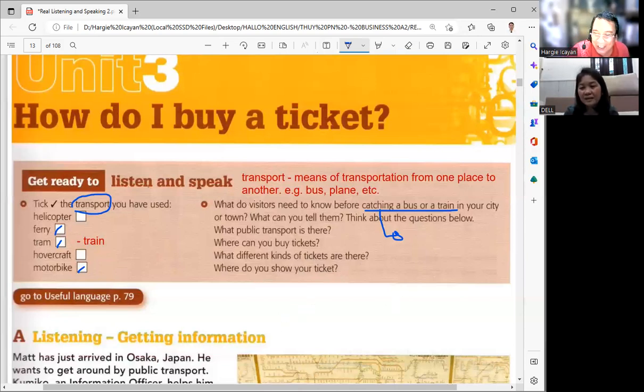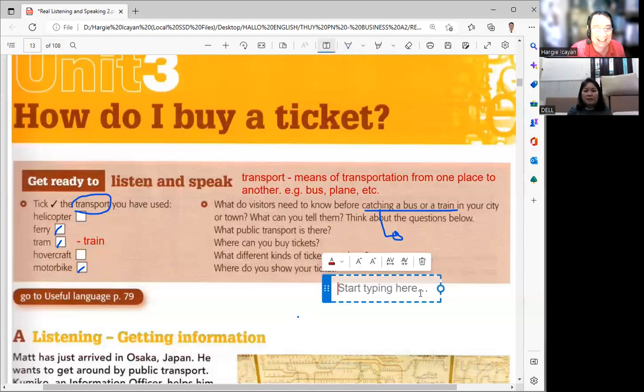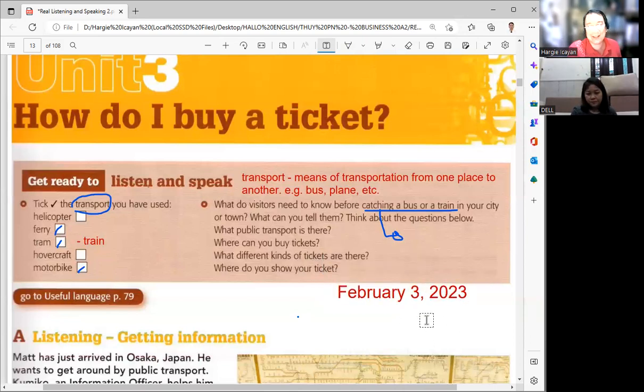Okay, so Toy, we are going to continue this one on Friday, February 3. We will be seeing each other again on February 3, 2023 for the continuation of this particular lesson. Do you have any questions so far, Toy? No more questions, teacher.